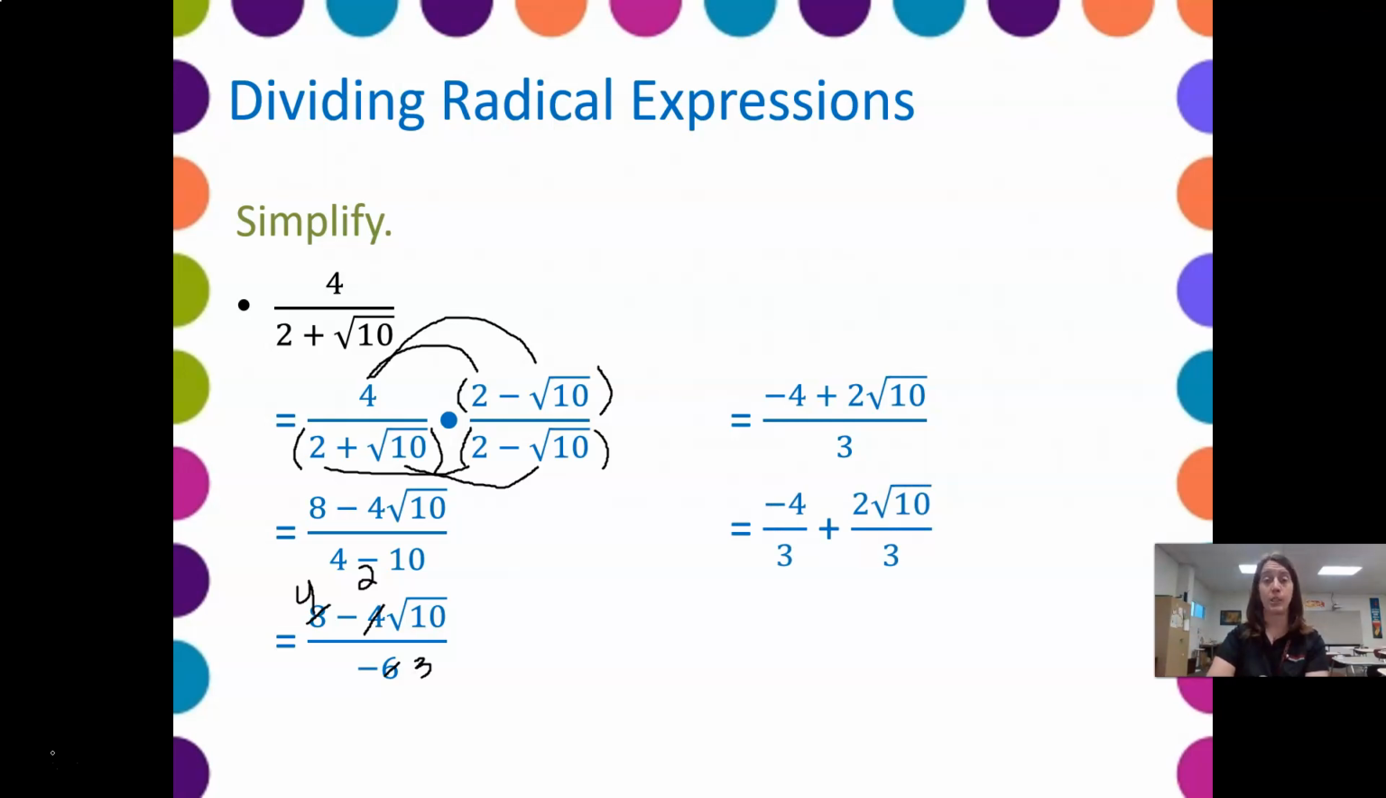All that they're doing is breaking our problem into two separate fractions. They have the -4 from the numerator over the 3. There's the first fraction, then there's the plus sign, and then the second term, 2 square root 10 over 3, there's the second fraction that they have. I am perfectly fine with you giving your answer like this one on the top with one giant fraction, but it is okay if you want to make it two separate fractions in your final answer.